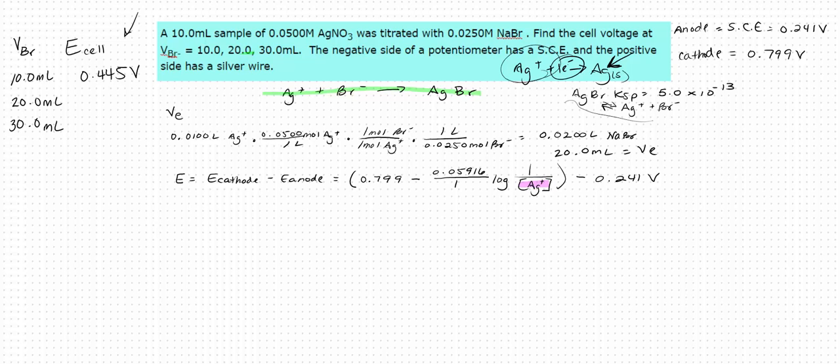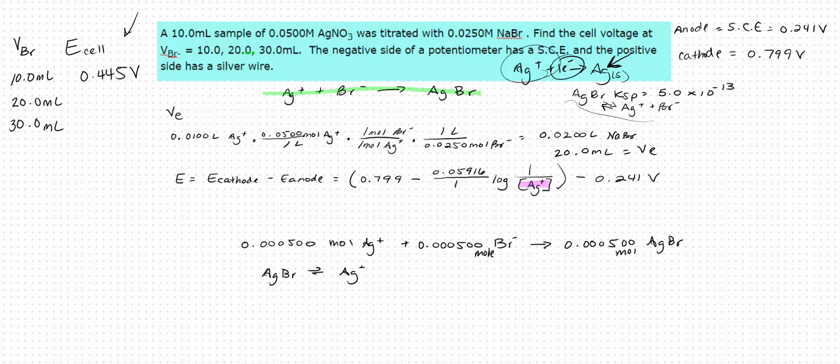So before the equivalence point, we are dependent on the excess silver. Now at the equivalence point, we have taken all of those moles, so our 0.12350 moles of silver, and they have been matched with the same number of moles of bromide, in order to make 0.000500 moles of our solid. So now the concentration of the silver is dependent on how much of that solid forms its ions. And that's where the KSP comes in.